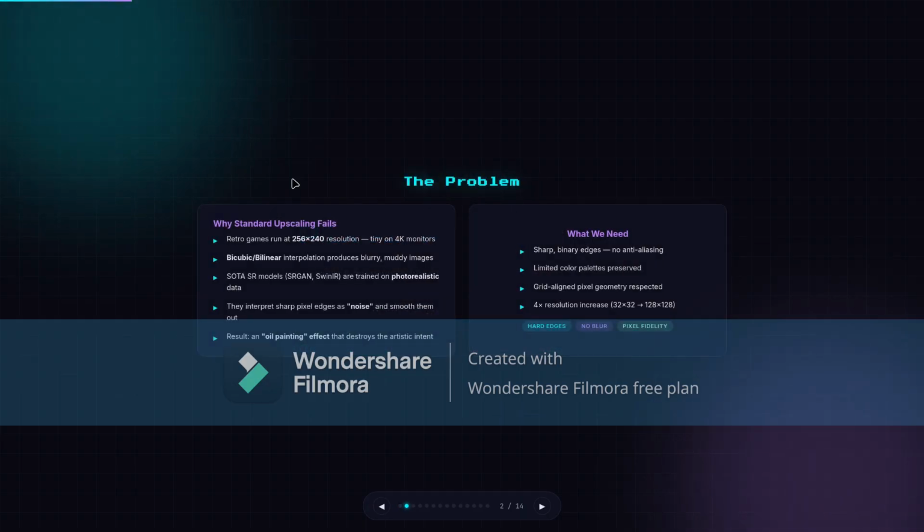Retro games like NES and SNES run at extremely low resolutions, around 256 by 240 pixels. When you display these on a modern 4K monitor, they need to be upscaled massively. Standard methods like bicubic interpolation just produce blurry, muddy results. And here's the interesting part. Even the state-of-the-art super resolution models fail on pixel art. They're trained on photos, so they interpret those sharp pixel edges as noise and smooth them out. You get this oil painting effect that completely destroys the artistic intent. What we need instead is a model that respects pixel art geometry.